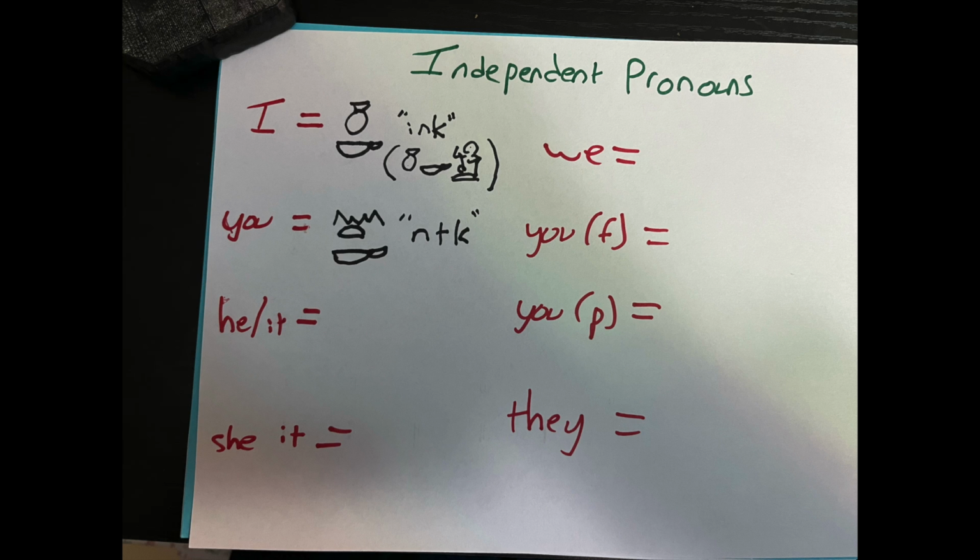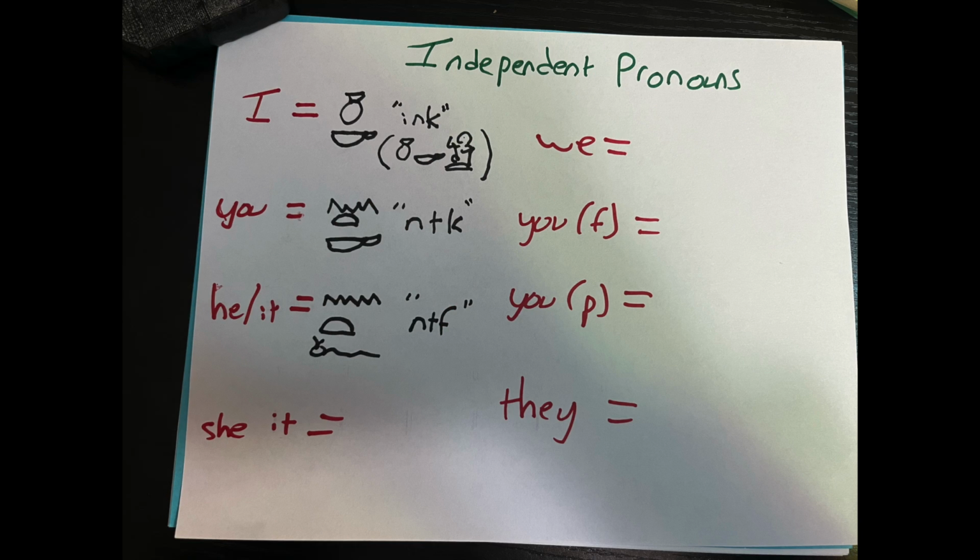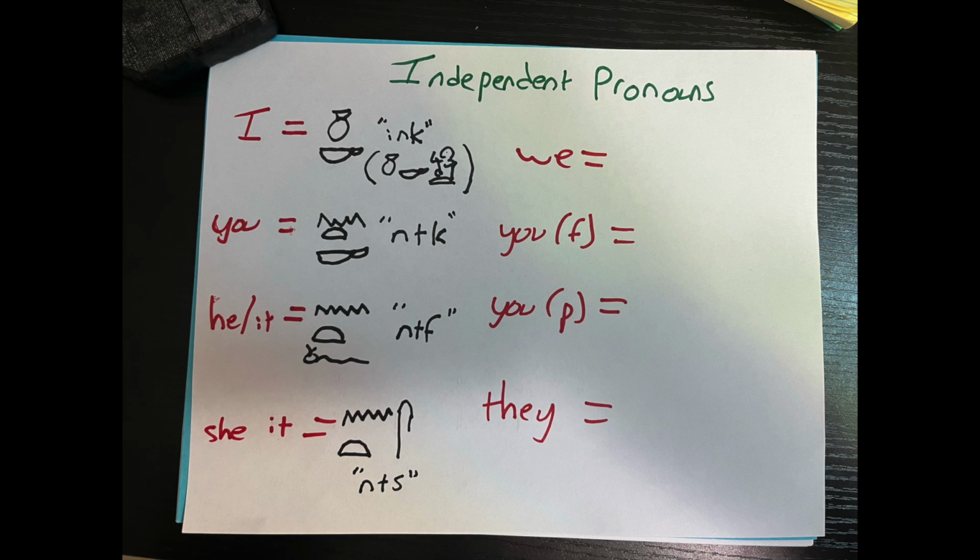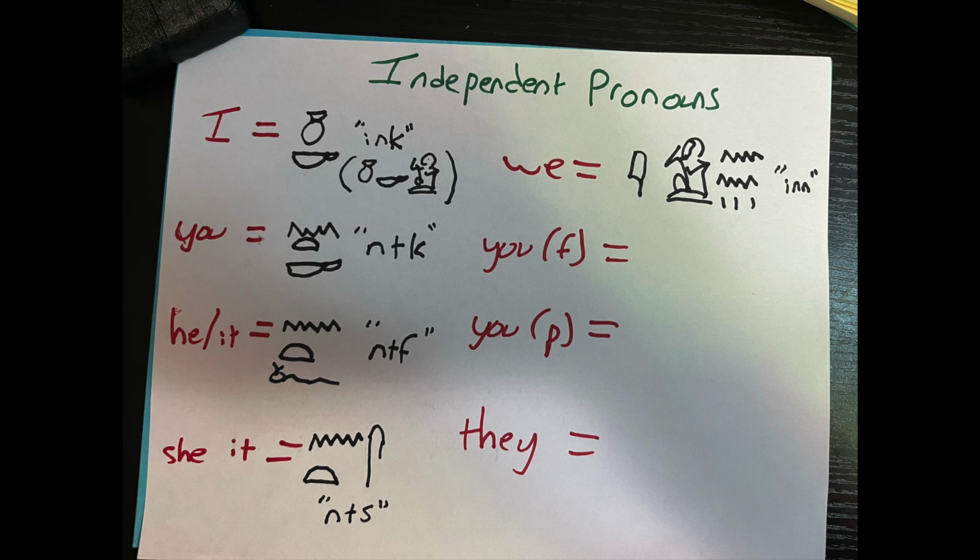You is ntk, N-T-K. So it's the water sign, the loaf, and the K, the basket with the hook on the end. He and it is ntf, N-T-F, so water sign, loaf, horned viper for he or it. For she, it's nts, which is water sign, loaf, and then the bolt of cloth. It can also be done with the door lock.